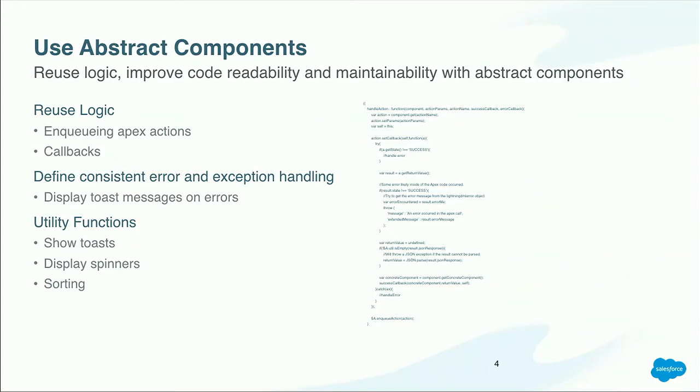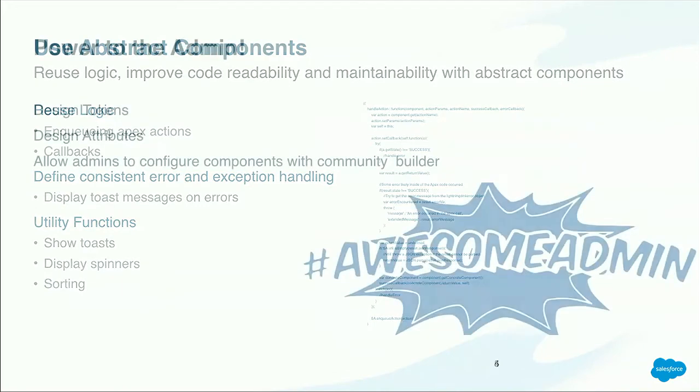So really the abstract components is a really cool feature that you should look into if you're doing any sort of Lightning component development. Again, on the right I have an example of it, but I doubt you can read that by any means. So again, check out the repository on GitHub.